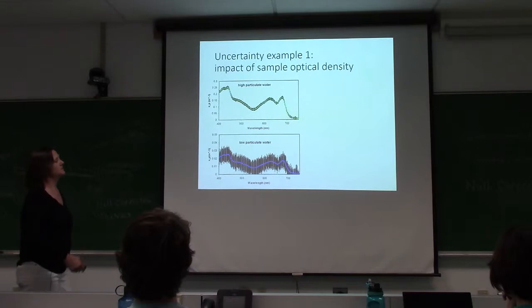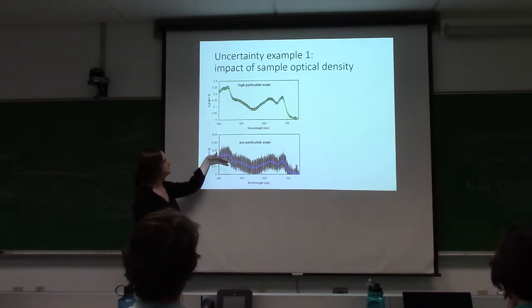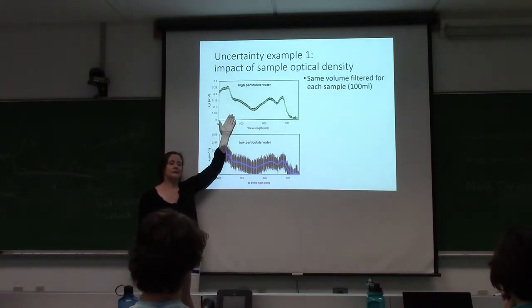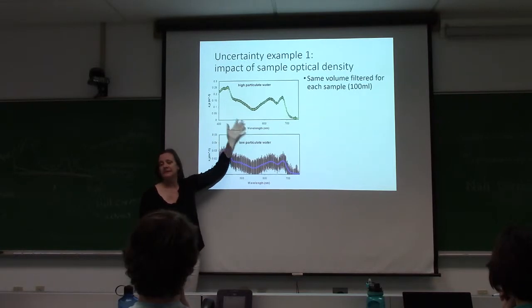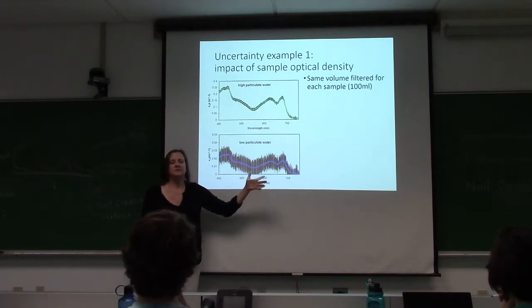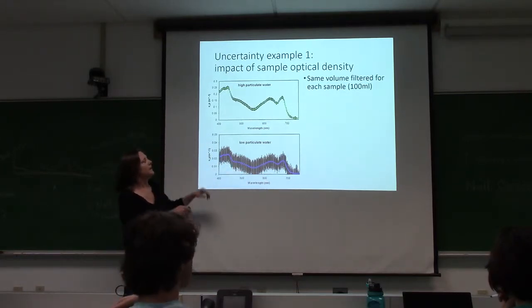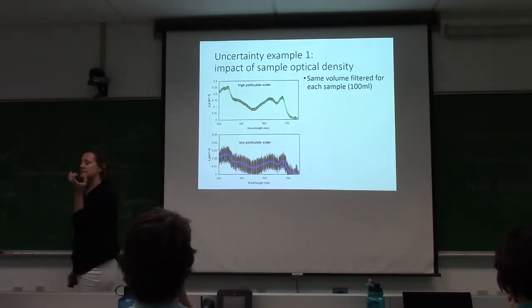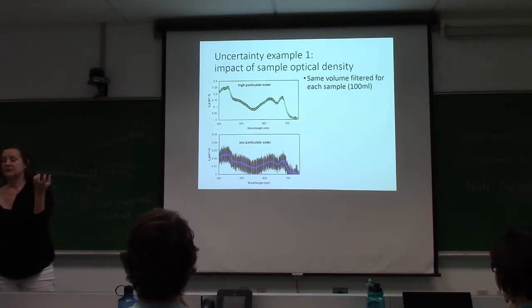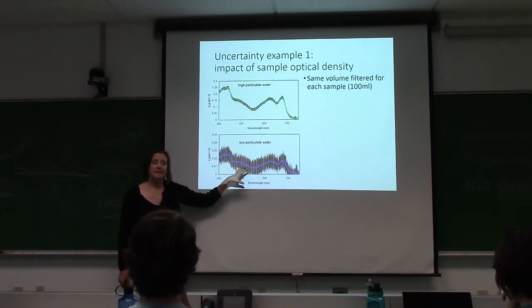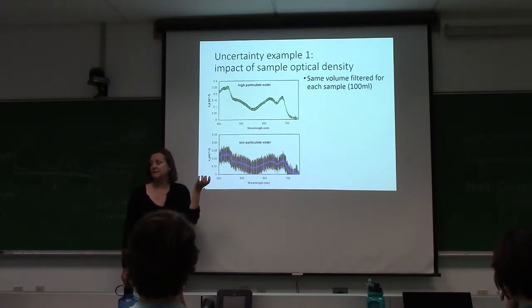This is the derived particulate absorption for 2 different samples. I filtered the same volume. So this might be the sample you would collect off the dock, and this might be a sample that you collected in the Sargasso Sea. And magically, they have exactly the same composition of phytoplankton because I modeled it. But imagine that I only filtered 100 mils. If I filter 100 mils of a really thick sample, I'm going to have a really high absorbance reading in the spectrophotometer, right? If I filter 100 mils of a really dilute sample, I'm going to have a really low absorbance, right? There's just not going to be much on the particles, so it's going to be noisy.